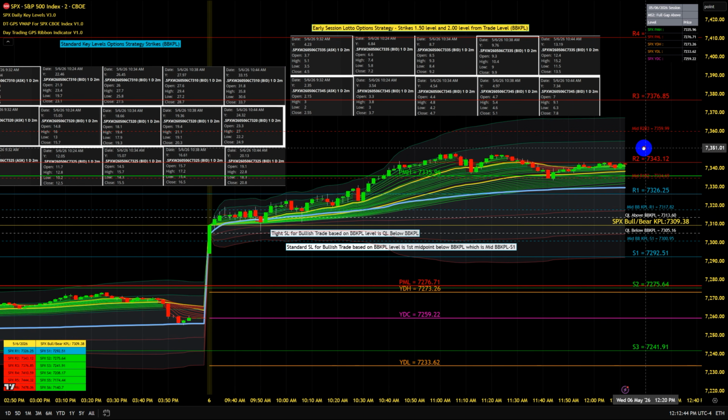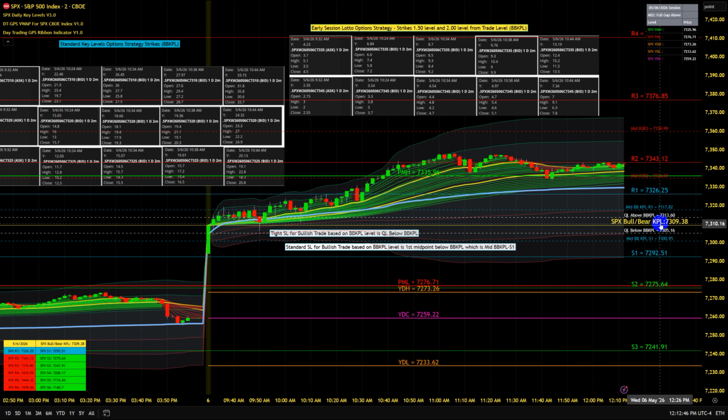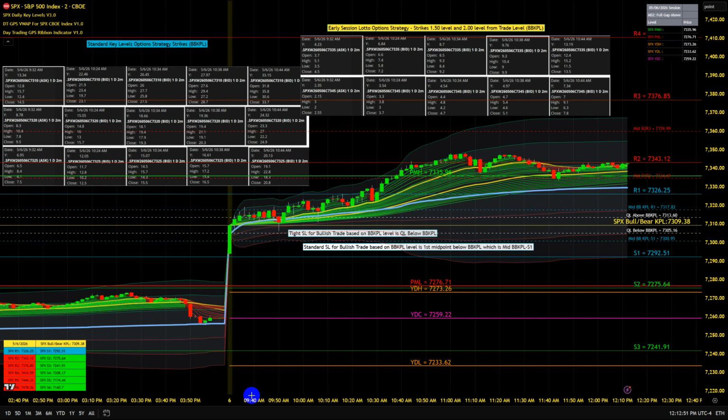But in today's session, we're basing a trade off the bull bear key price levels. So in this case, the scalp exit is going to be R1 on this bullish trade from this level. The tight stop loss for this trade is going to be the QL level below the level that we're basing the trade on. In this case, that's QL below BBKPL, since we're basing the bullish trade on the bull bear KPL.